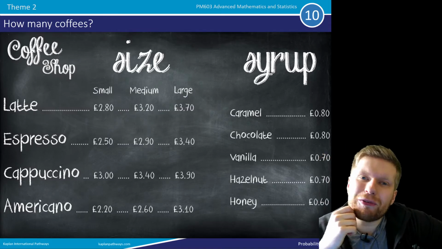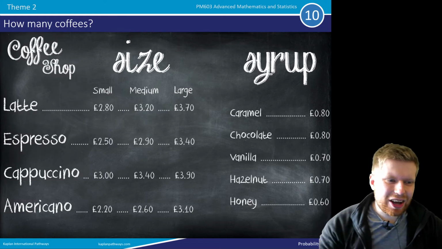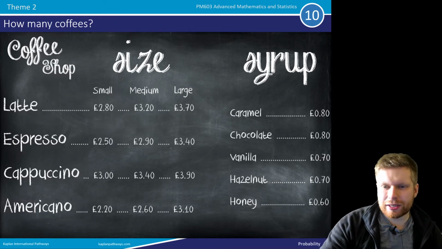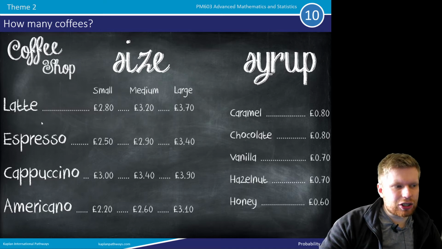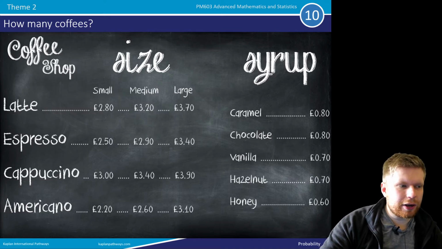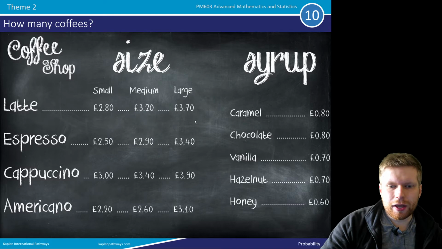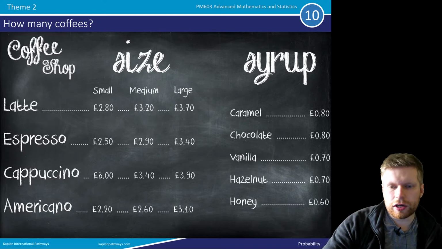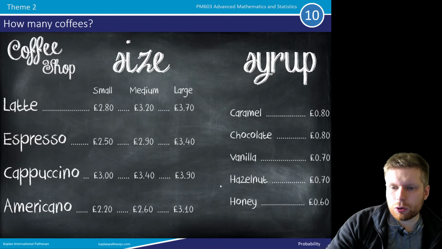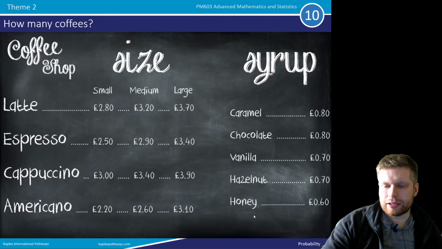Okay. So another example of this, counting orderings. Let's suppose you walk into a coffee shop. And this is the kind of menu behind the baristas of the coffee shop. Okay, and you can see you basically have to select a coffee, so whether you want a latte, an espresso, a cappuccino or an Americano. You then have an option for the size, so you can either have a small, a medium or a large of each of the coffee that you select, and then you can also add a syrup, and there's 5 different possible syrups: caramel, chocolate, vanilla, hazelnut and honey.